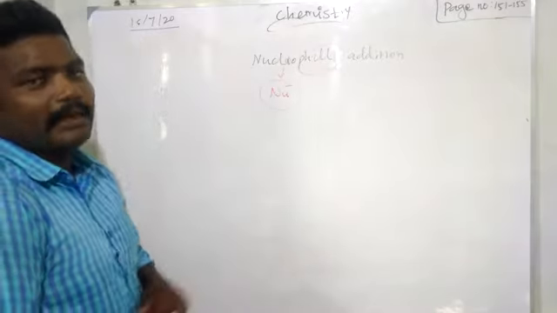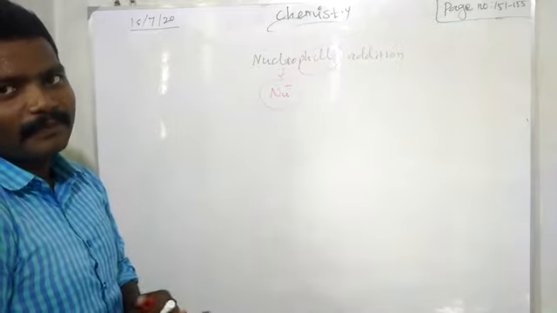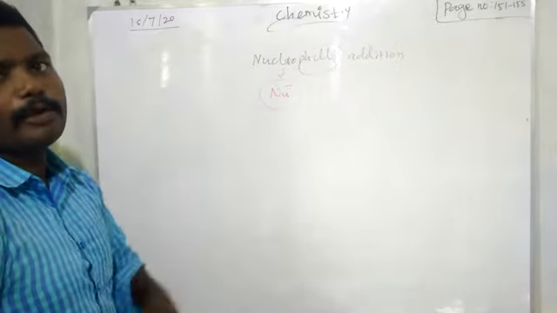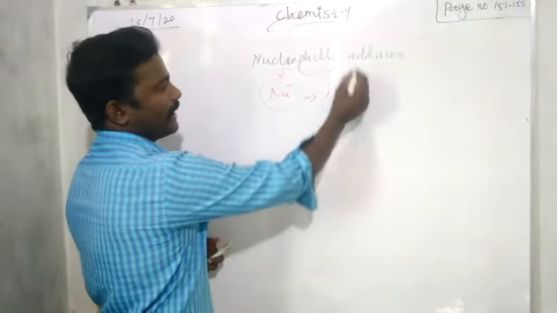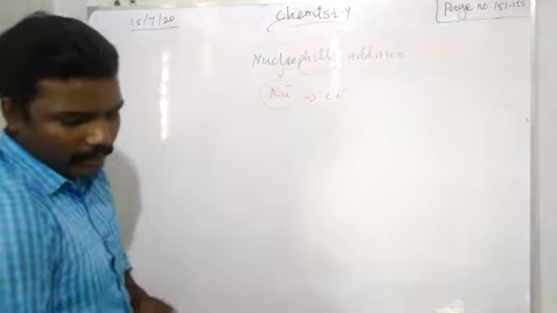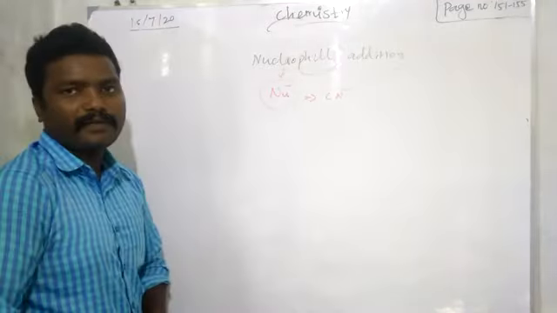The nucleophile is simply represented as Nu minus. Again I am saying, the negative group is called a nucleophile. Right, so for example we can write cyanide, CN. Now we are going to see how the aldehydes and ketones react with the nucleophile.